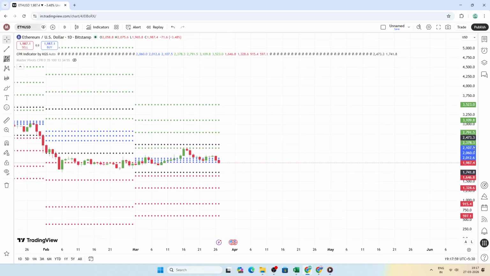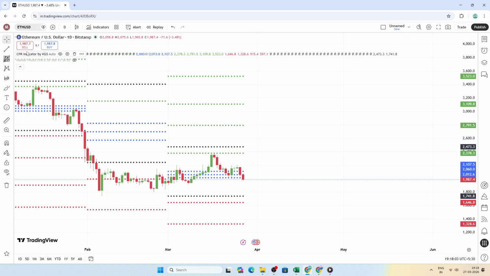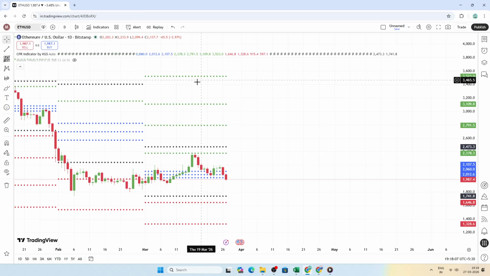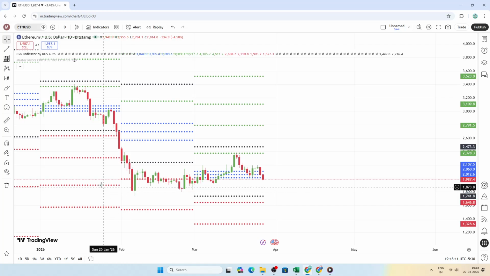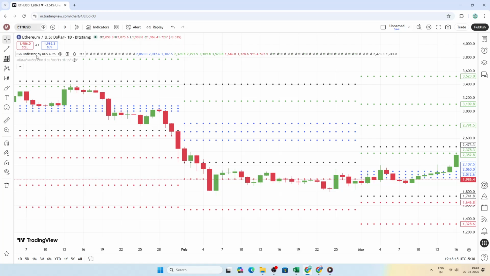You should see a central band with a line above it and a line below it. The central band represents the core pivot area. The upper and lower lines frame likely reaction zones. Many traders watch how price behaves around these levels to gauge potential continuation or reversal.